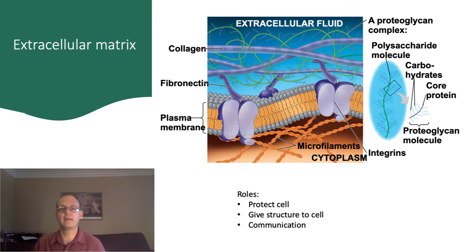Outside the plasma membrane of animal cells is the extracellular matrix. It consists mainly of glycoproteins, which are proteins with oligosaccharides attached. There are a number of different fibers, but they generally serve to protect the cell, give it structure, and in some cases aid in the communication of outside the cell to inside the cell.